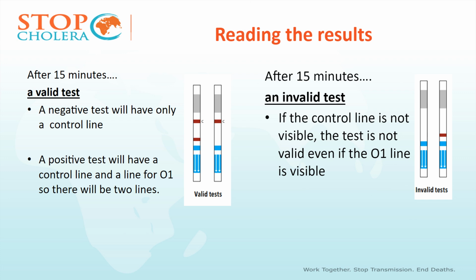When reading the results, first confirm that the test is valid. To be valid, the control line should be visible. If you see only the control line, then the test is read as negative. But if both the control line and the O1 line are seen, then the test is read as positive. If the control line is not seen, then the test is not valid and needs to be repeated, even if the O1 line is visible.